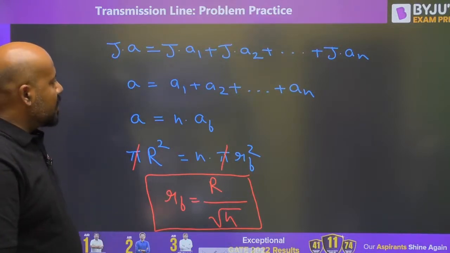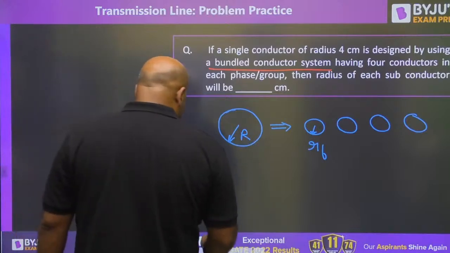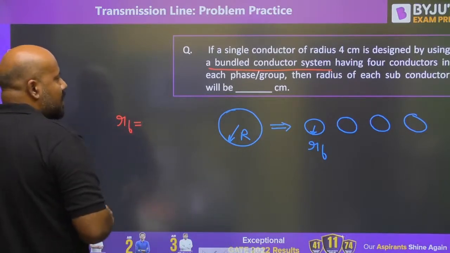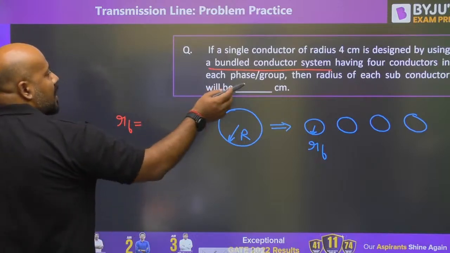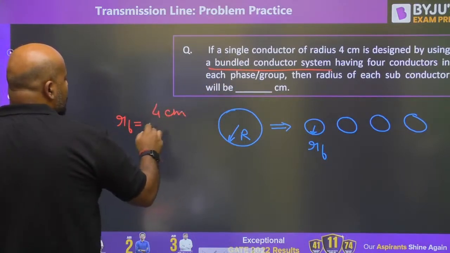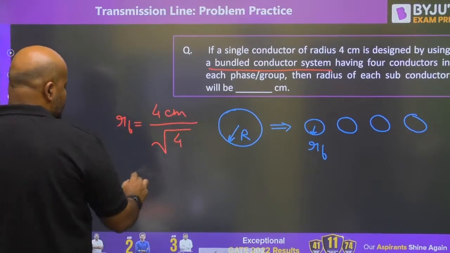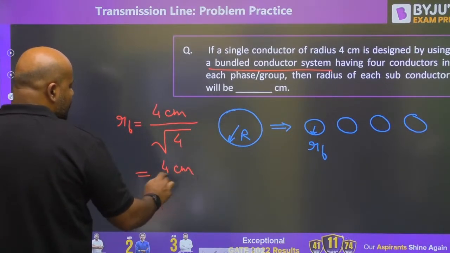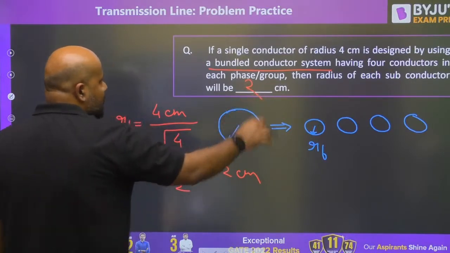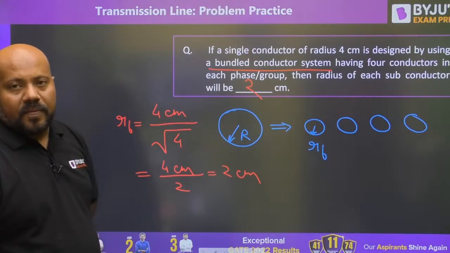Just use this formula. In the question he is saying 4 subconductors are there. So how are you going to find the radius of the bundled conductors? Capital R is given, yes, 4 centimeter. Under root N, what is N? Number of subconductors, that is 4. So this is going to be 4 centimeter divided by 2. So this is going to be 2 centimeter. So the answer is 2. Is it clear?